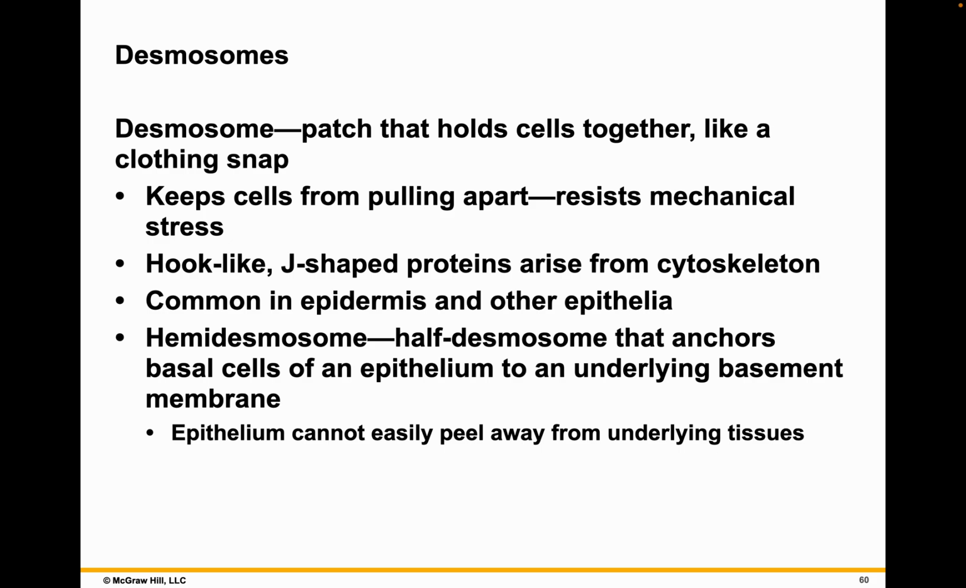Desmosomes are more like a patch that holds cells together, sort of like a clothing snap. They keep cells from pulling apart, so they resist mechanical stress. They have hook-like J-shaped proteins that rise from the cytoskeleton. They're very common in the epidermis and other epithelium. A hemidesmosome is sort of a half desmosome that anchors the basal cell of an epithelium to an underlying basal membrane. So epithelium cannot easily peel away from the underlying tissue.